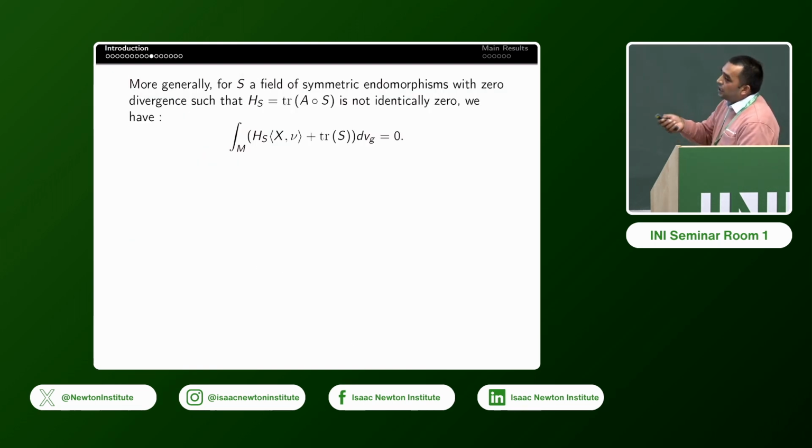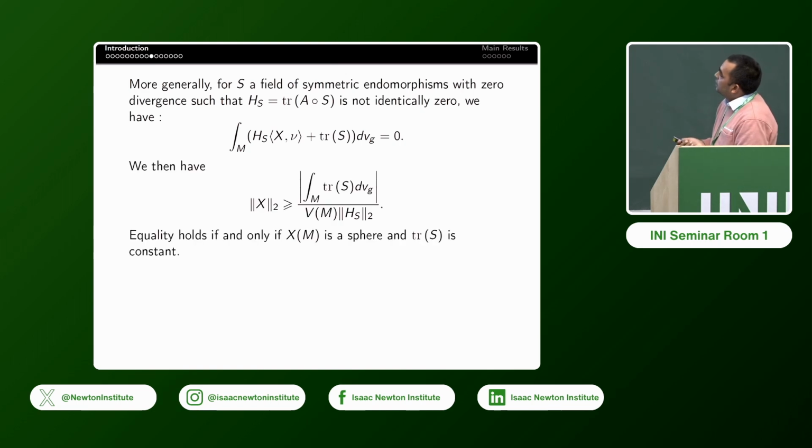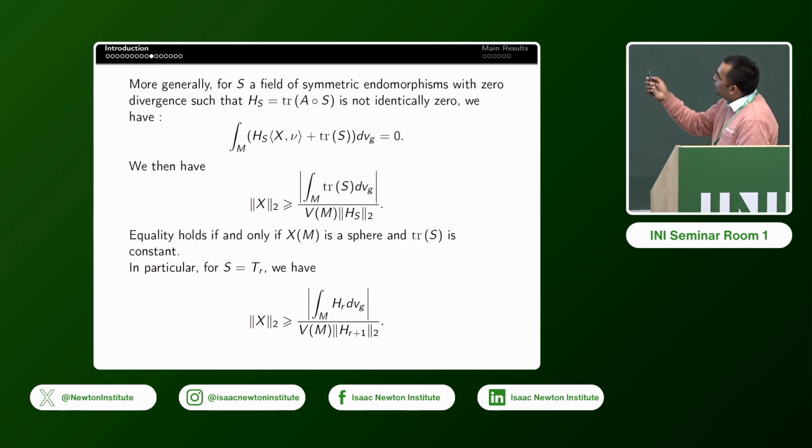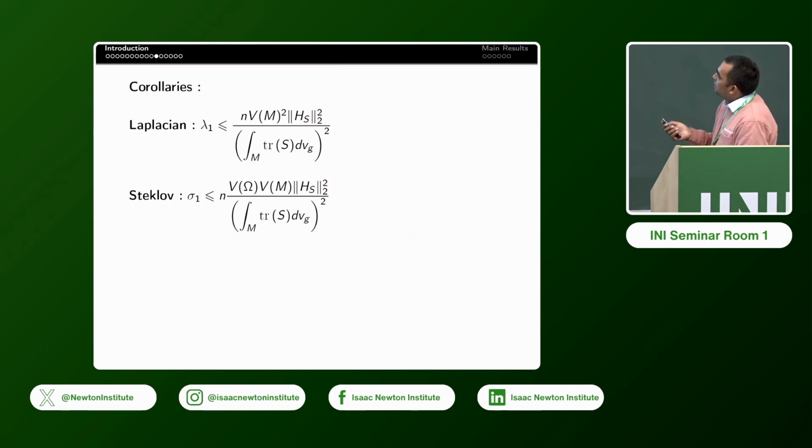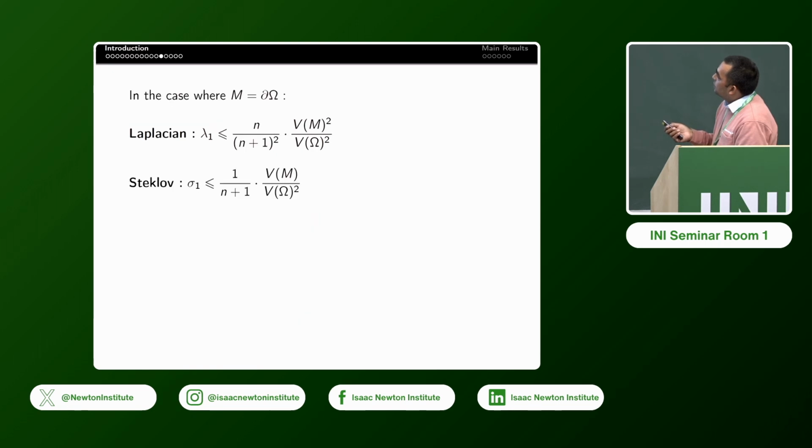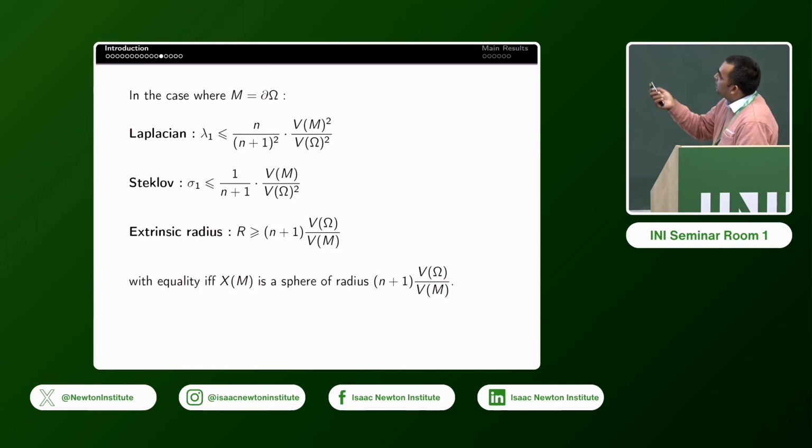Now one can generalize this for other symmetric endomorphisms, for zero divergence tensor type of things, and we have this inequality. I am not going to tell anything about this. I just want to show the main result. Suppose we are considering that the manifold, the hypersurface, has boundary, then again we have these three inequalities in the case of the Laplacian, Steklov and extrinsic radius. And again we have the equality case if it satisfies this condition.